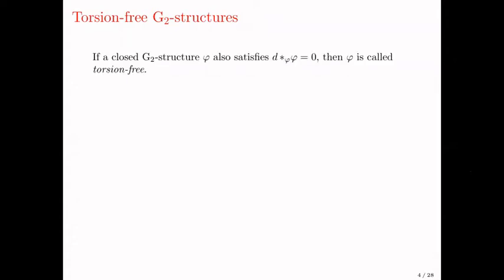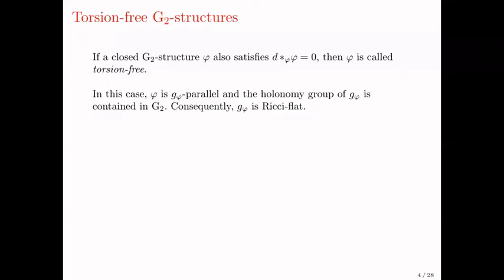Now, there's a particularly special class of closed G2 structures, which I think people are especially interested in. That's if a closed 3-form also satisfies this extra differential condition. Recall that I had a metric and a volume form associated to my 3-form, and together these define a Hodge star. So I can take the Hodge star of my 3-form, which gives me a 4-form, and I can ask that that be closed. Now, if that happens, phi is called torsion-free.